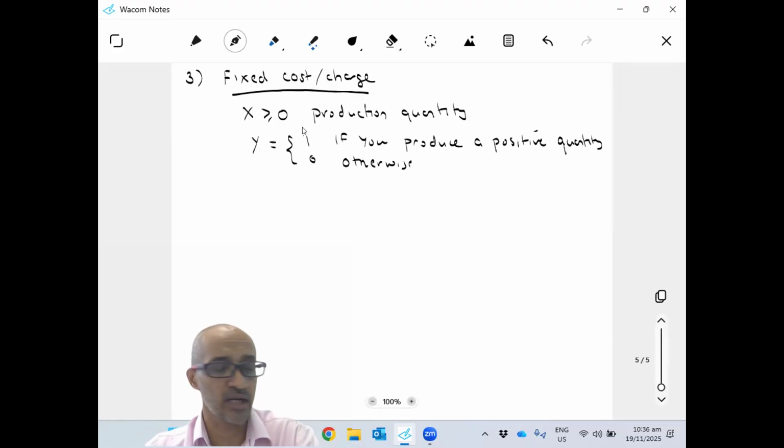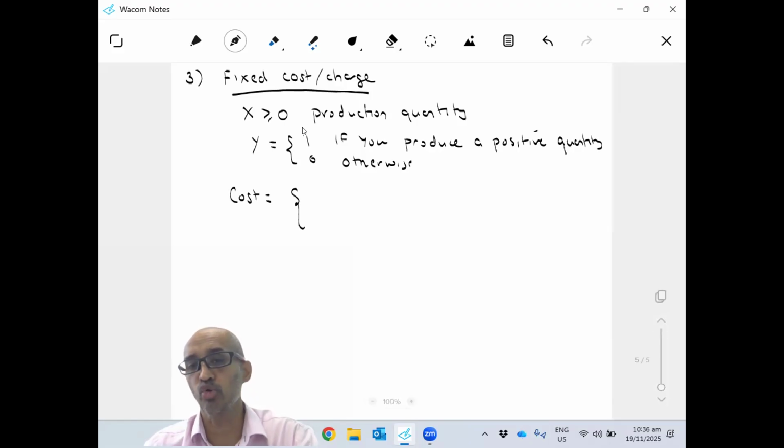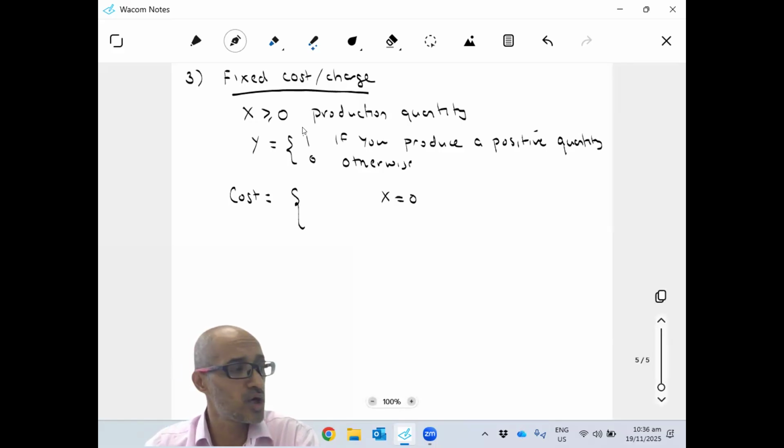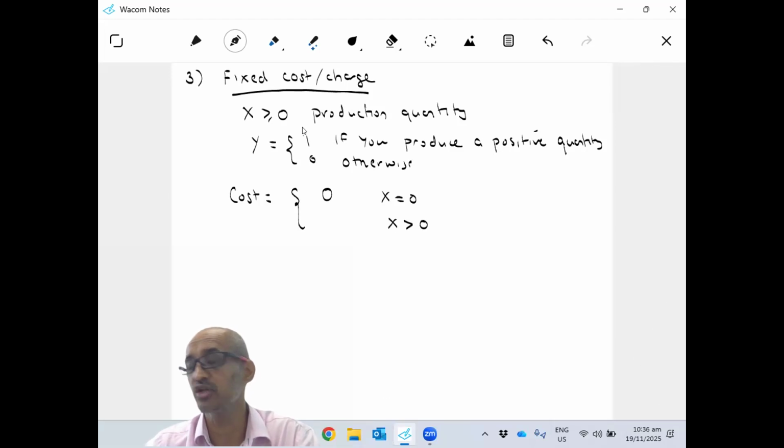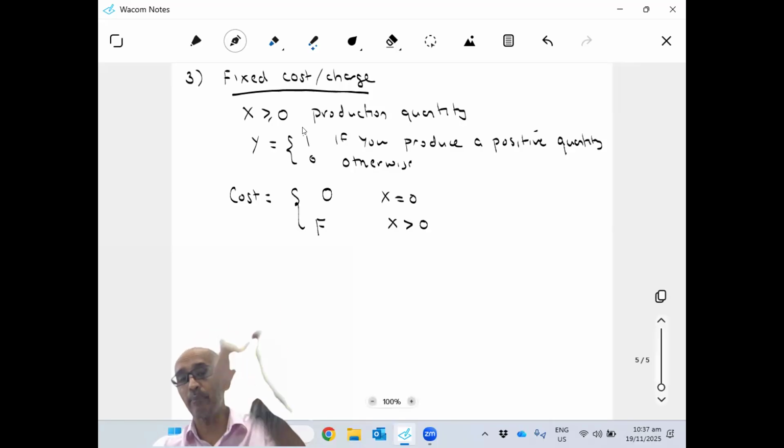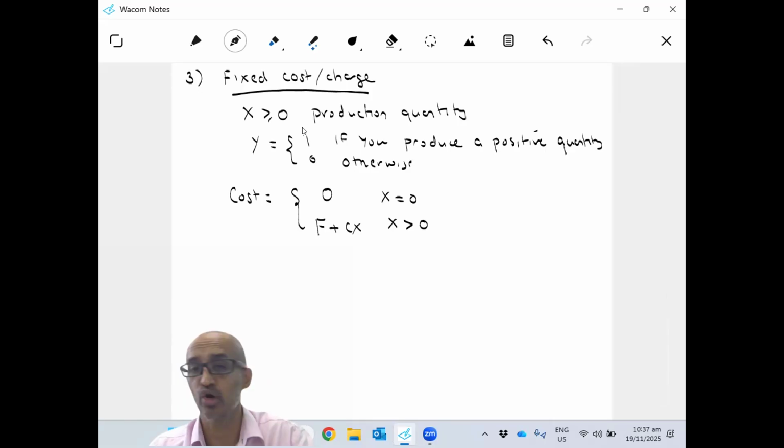So what is a fixed cost problem? Basically, it's a problem where you want to model cost of the following type. If you decide not to produce anything, if X is 0, you want the cost to be 0. If you decide to produce some quantity, let's say X is strictly positive, you pay a fixed cost of F, and maybe you have some variable costs. You can also bring in variable costs if you want to, but for now, let's just focus on the fixed cost example.